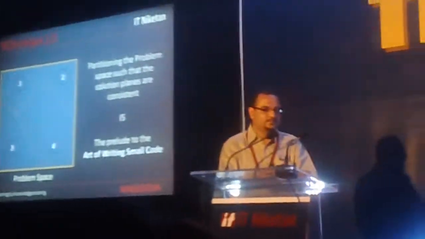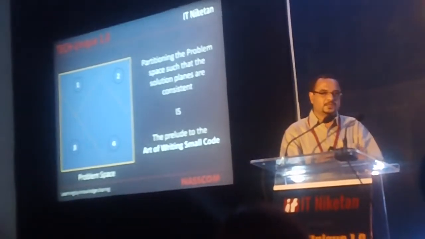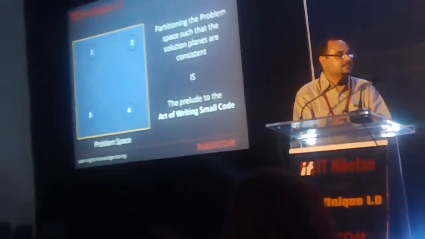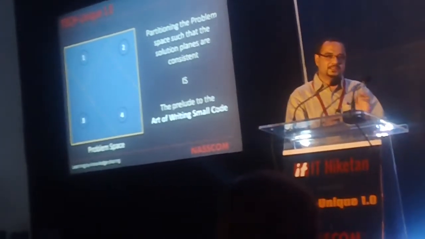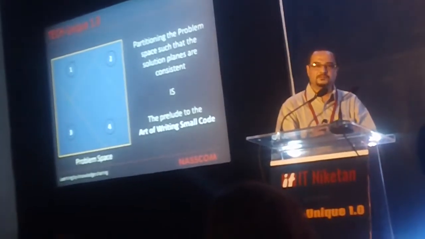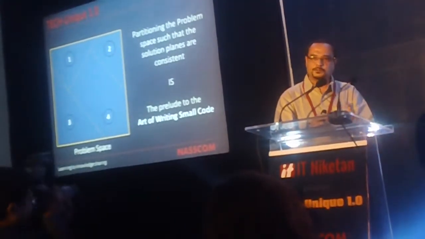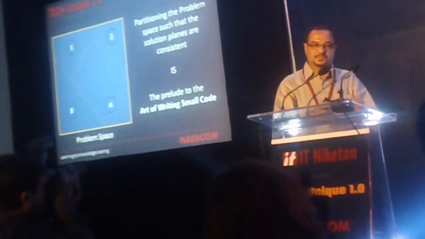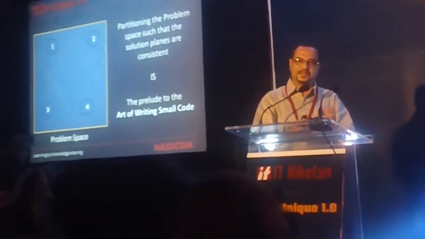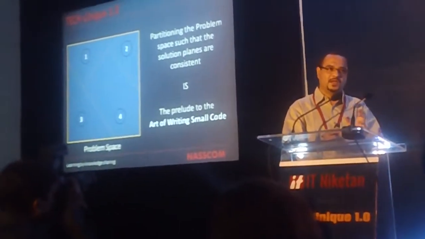Now, the next part is dividing the problem space into proper segments. It is this part which is very important in order to achieve the ultimate objective of writing small code. How do you partition it? Because this partitioning, and the implementation of the solution of these partitions, will help us to get code which is small and crisp.